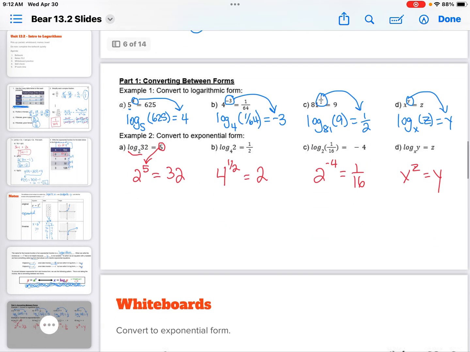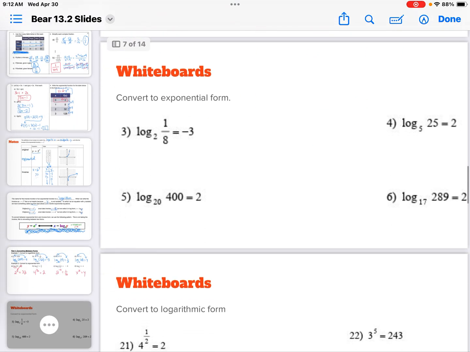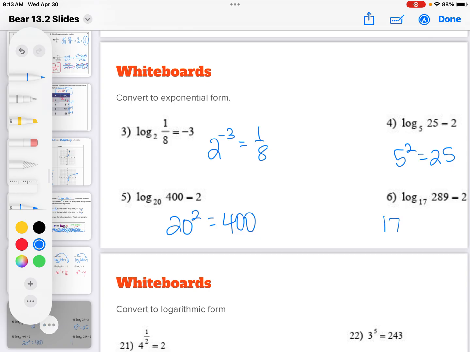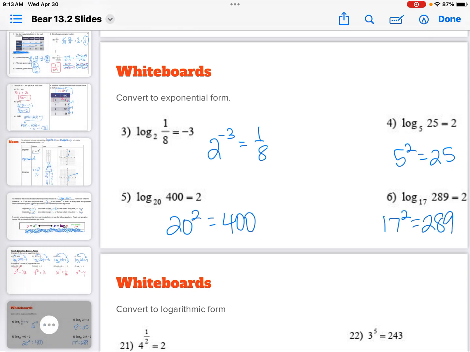Now, try these ones on your own real quick. Convert them to exponential form. You could pause the video and try these out. If you did this right, you had 2 to the -3 equals 1/8, 5 squared equals 25, 20 squared equals 400, and 17 squared equals 289.